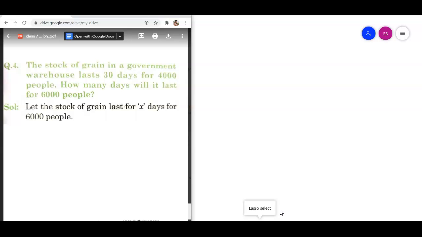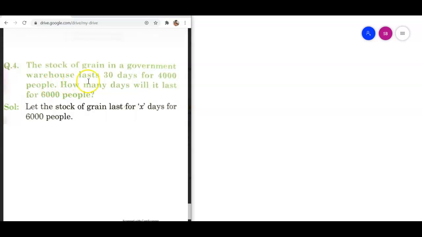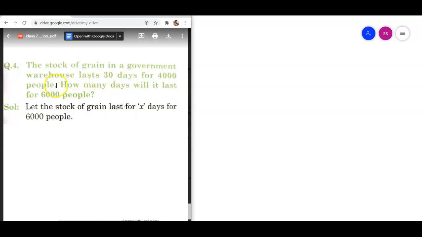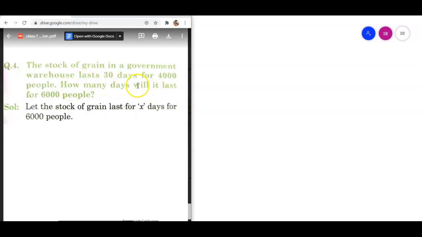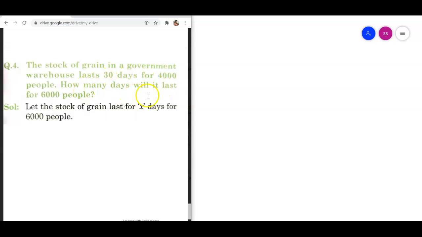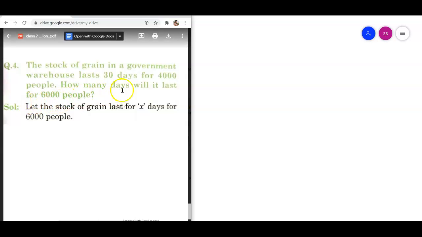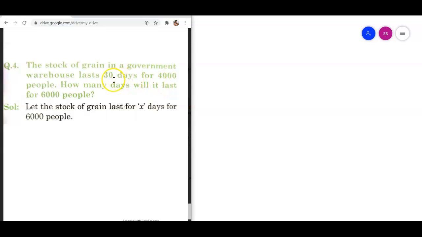Okay, the next question is: the stock of grain in a government warehouse lasts 30 days for 4,000 people. The stock is limited, and it lasts for 30 days for 4,000 people. That means if it has to feed 4,000 people, it can last for 30 days. How many days will it last for 6,000 people? Now we are going to increase the number of people. If the number of people is increased, naturally the number of days it will last will be reduced. If one factor is increased, the other factor will be reduced.